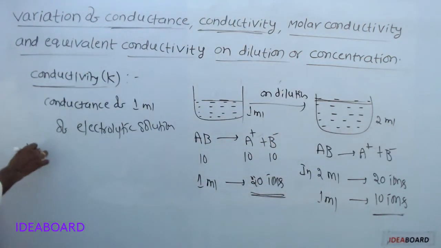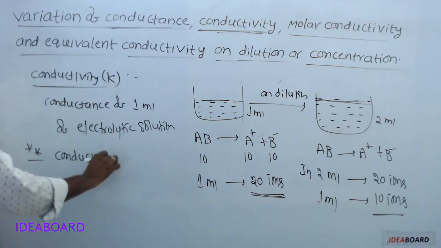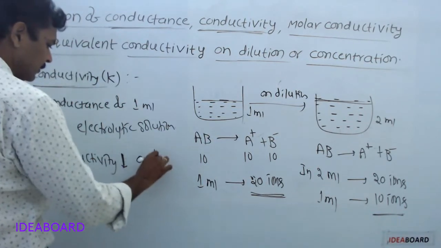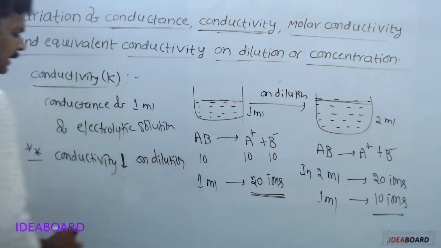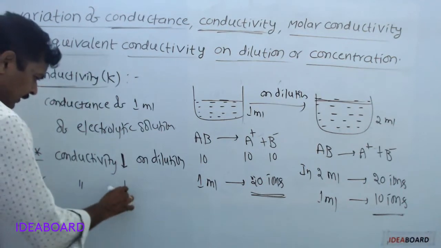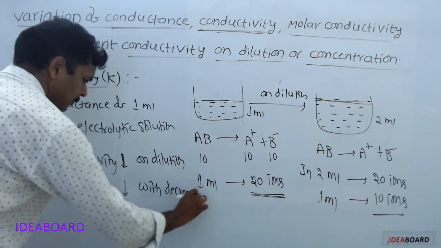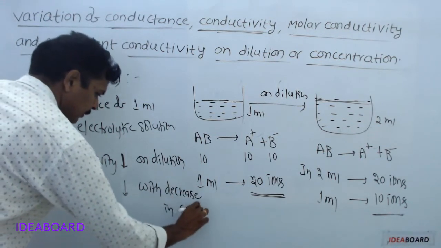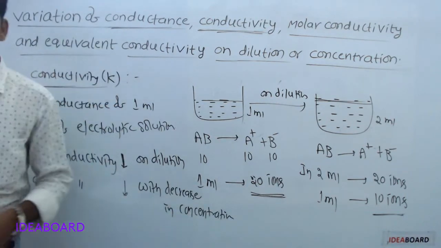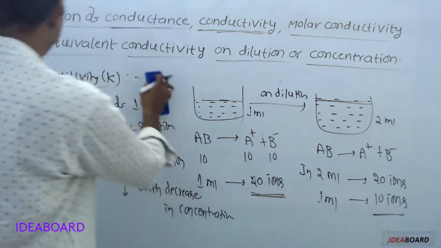So the conclusion: conductivity decreases on dilution, or conductivity decreases with a decrease in concentration. This is the variation of conductivity on dilution. Next, molar conductivity.